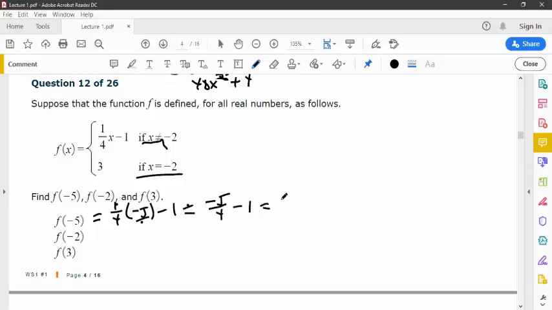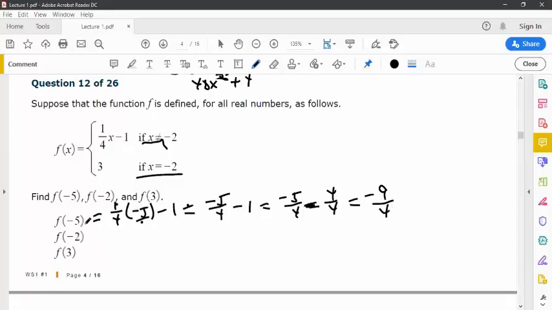And in order to combine these, we need a common denominator. So our common denominator is 4. So we have -5/4 minus 1, or -5/4 minus 4/4. Because remember, 4/4 is the same thing as 1. So we have -5/4 minus 1, which becomes -5/4 minus 4/4. And all we do is combine our numerator, and this becomes -9/4 for our answer.